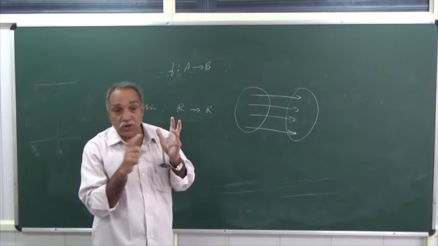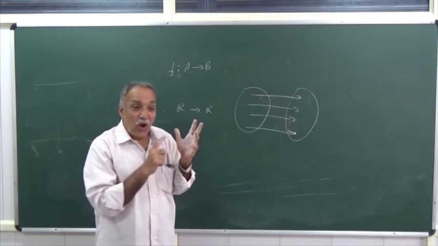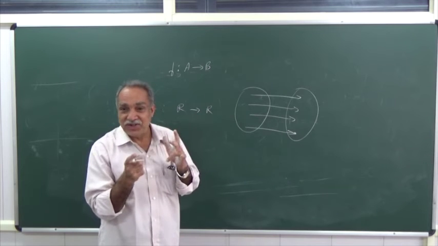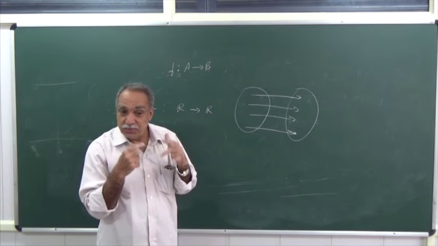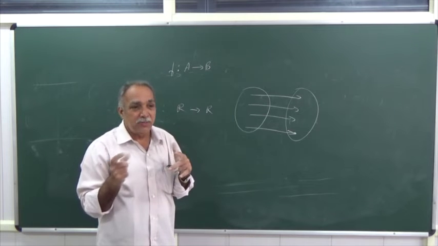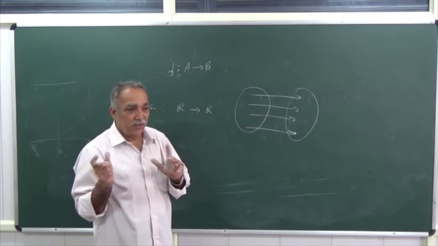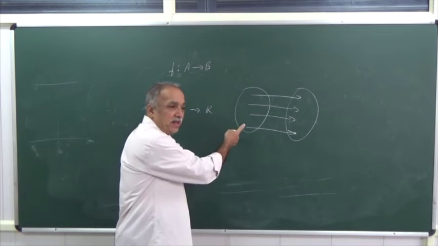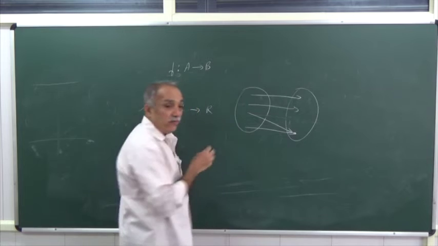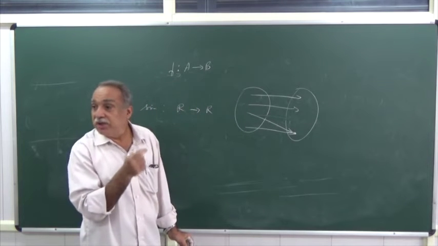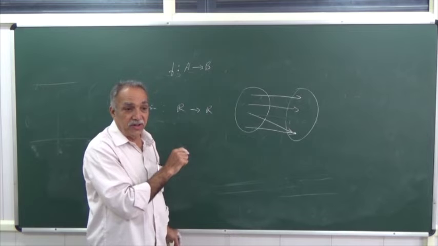A 1-1 function is also called an injective map. An onto function is also called a surjection or surjective map. A function which is both 1-1 and onto is called a bijection. Both 1-1 onto and bijection mean one and the same. So, this will be an example of a bijection. This will be an example of a function which is onto but not 1-1. A surjection which is not an injection.